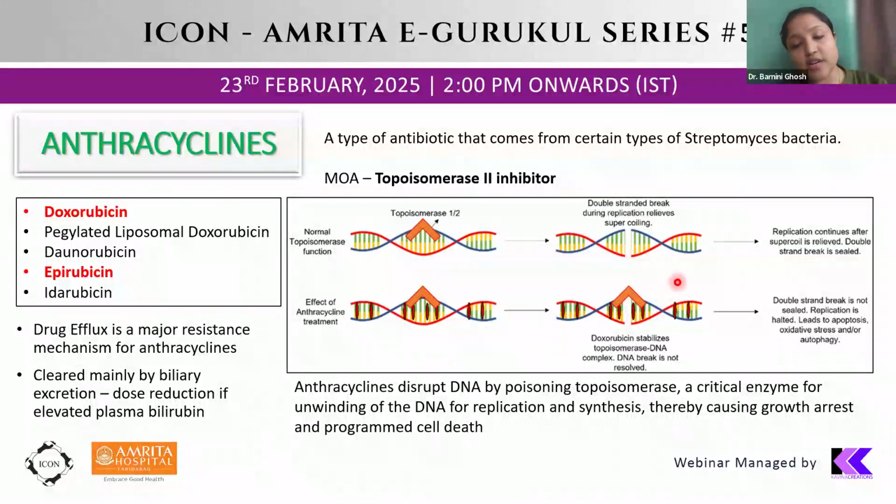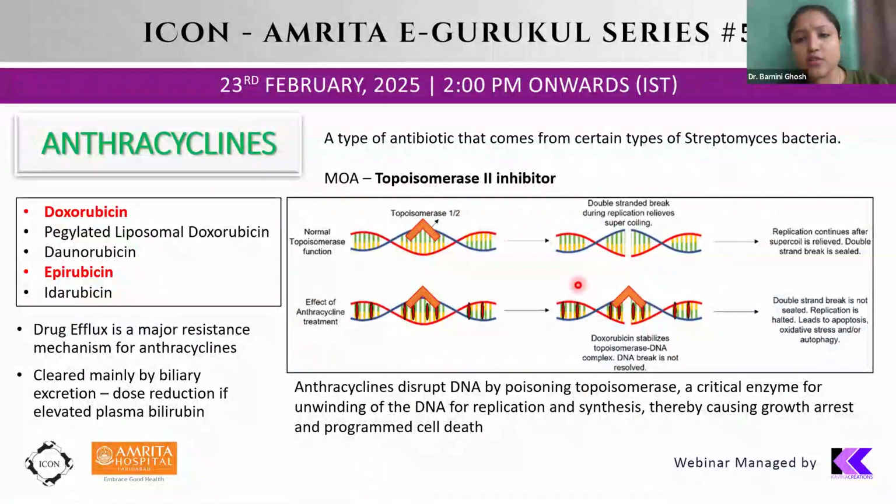How the topoisomerase actually unwinds DNA by cutting and religating the DNA strands. But here we see that due to stabilization of this enzyme-DNA complex, this strand is broken, but it cannot be religated. So this leads to replication failure, which leads to cell cycle arrest and ultimately cell death.